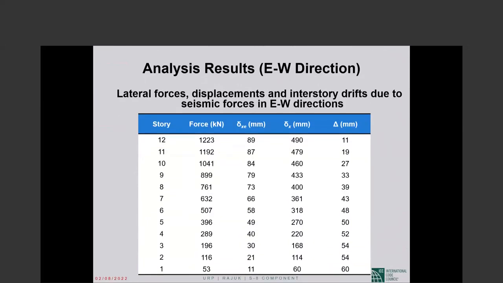Now we analyze that building that you saw in the east-west direction. That is the left to right direction. And these are the stories, the forces at the various floor levels, and the delta sub XC values. These are directly from analysis. This is after we have amplified by C sub D.